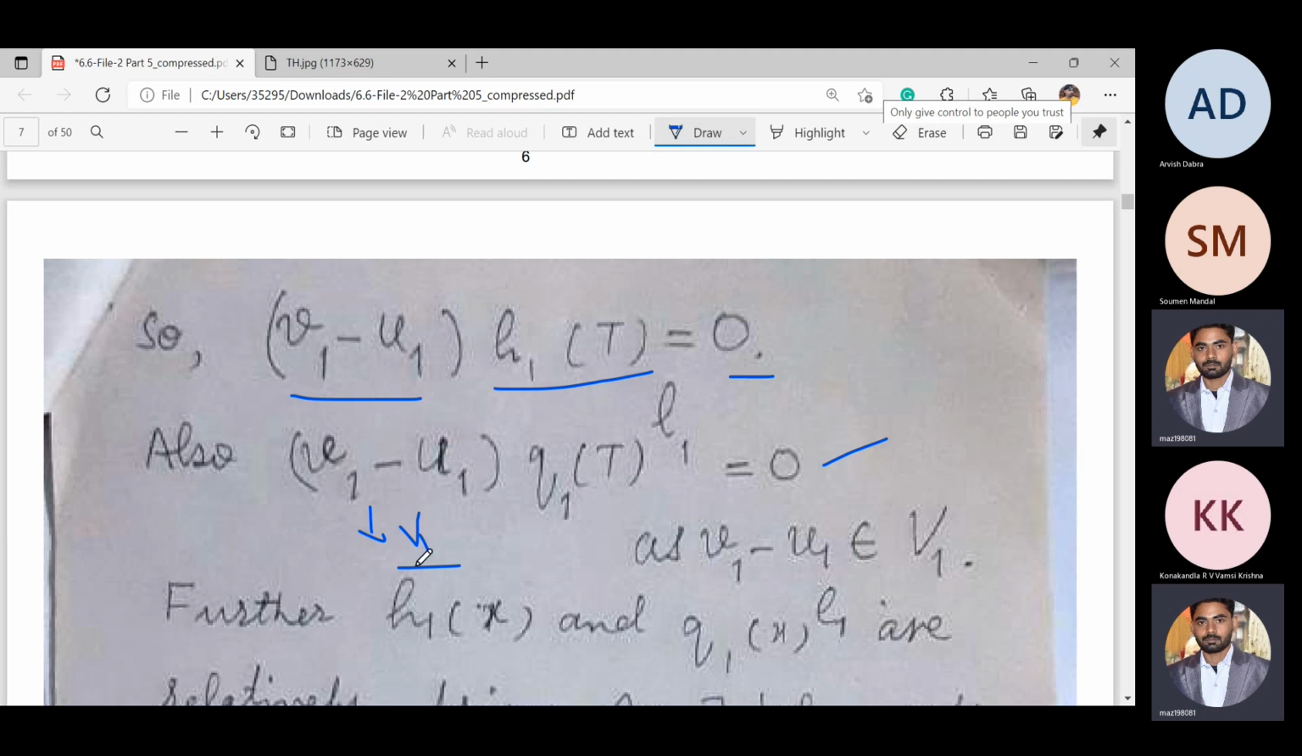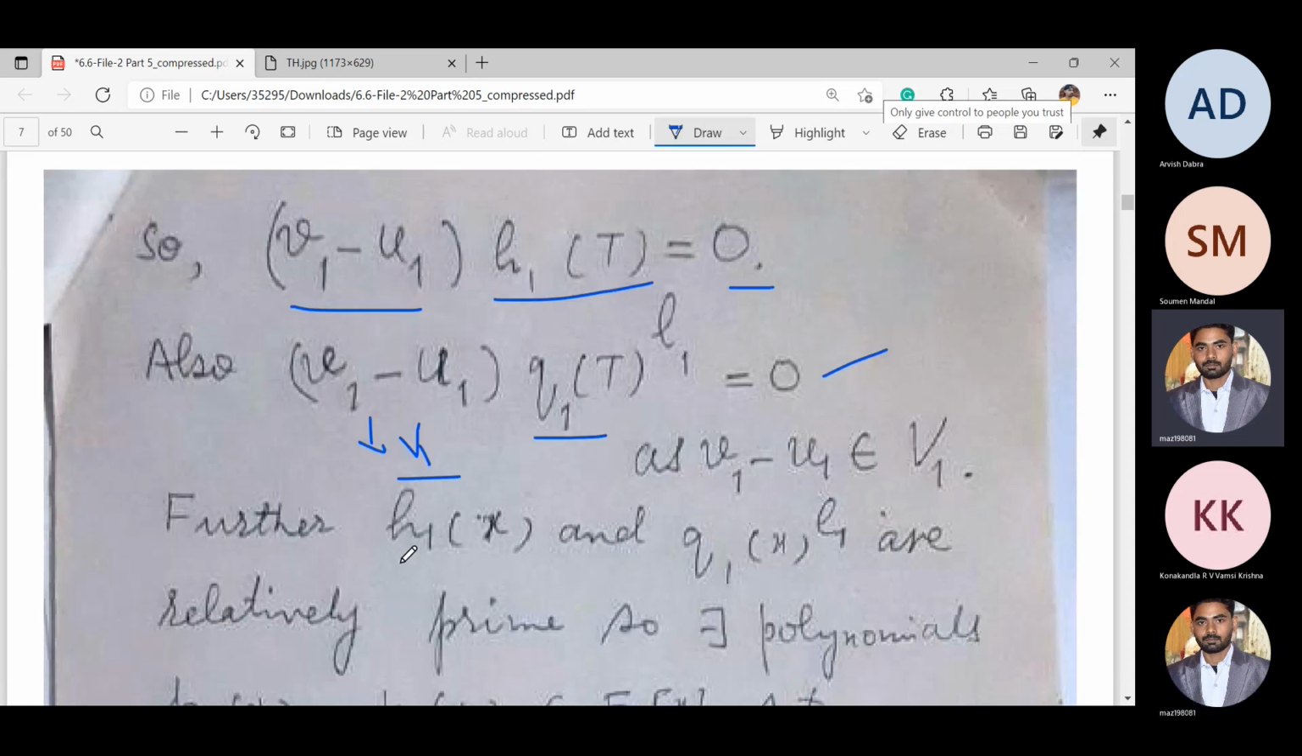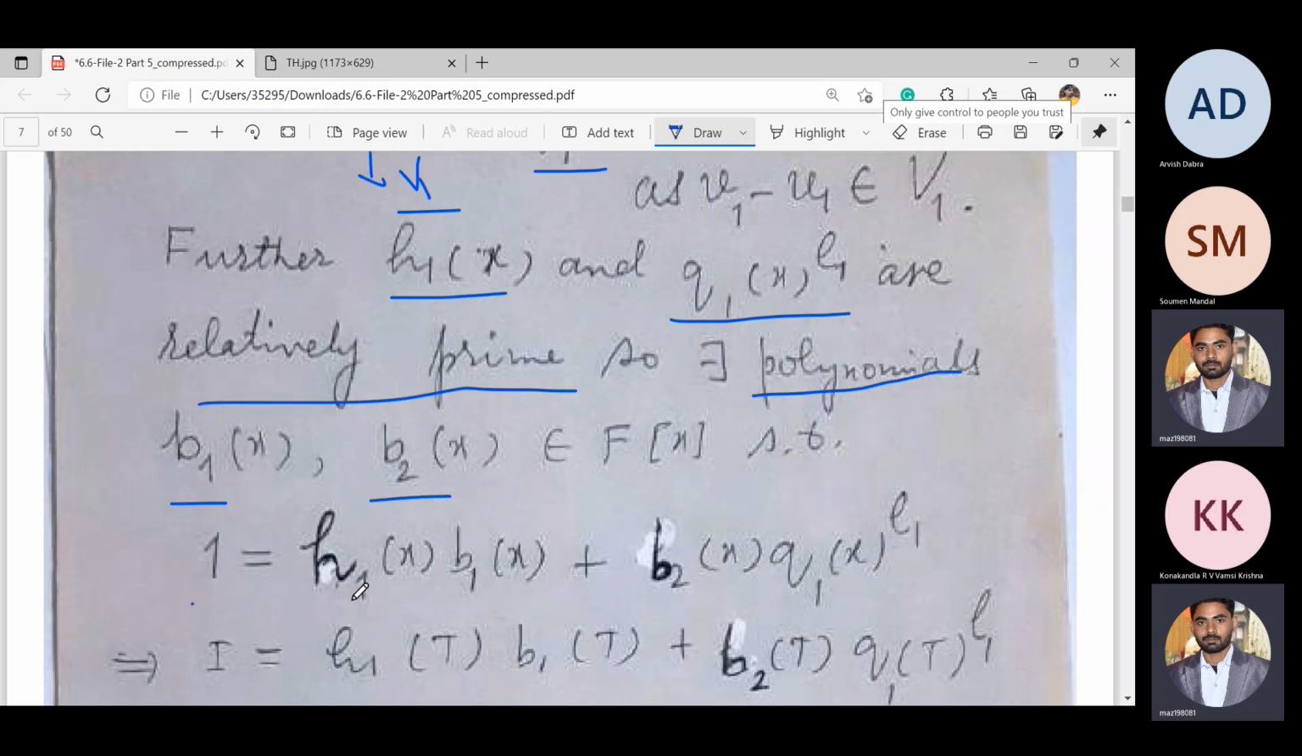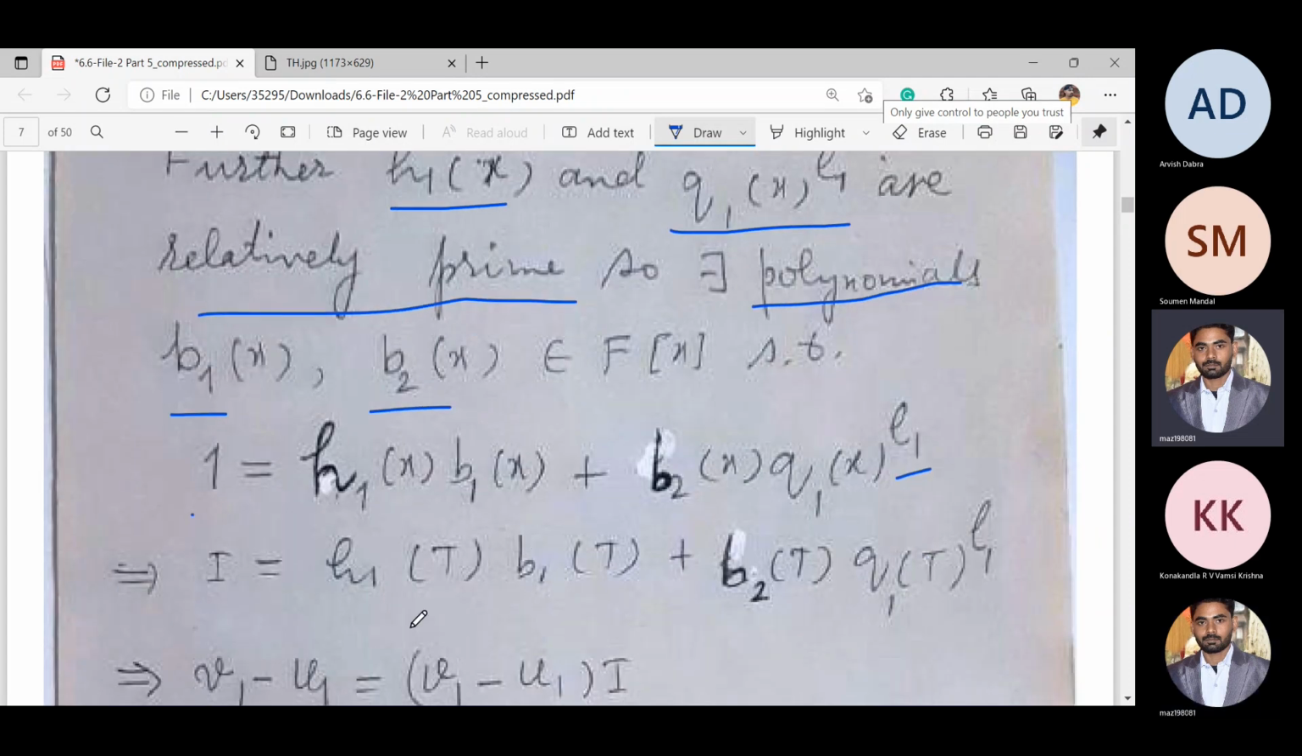And by the definition of the subspace, or vector space, that we have formed, V1 is by this condition. Further, H1(x) and this are relatively prime. So there exist polynomials B1 and B2 in F[x] such that 1 equals H1(x) B1(x) plus B2(x) Q1(x) raised to power L1. And when we operate T, we get I equals H1(T) B1(T) plus B2(T) Q1(T) raised to L1.